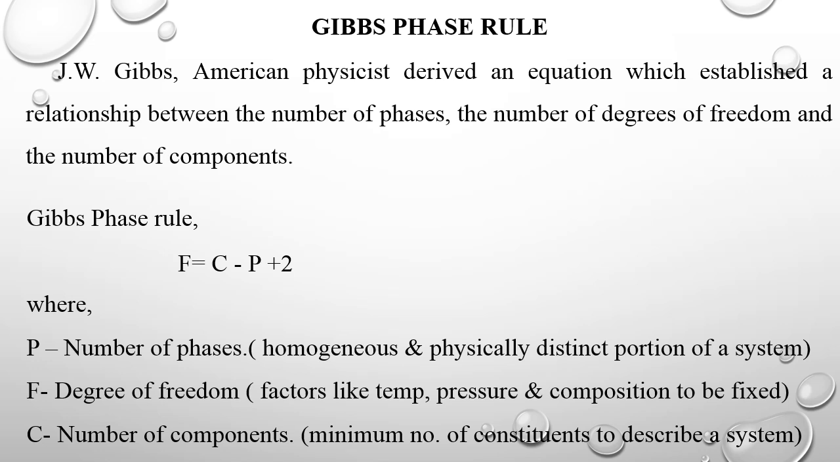J.W. Gibbs, an American physicist, derived the equation that establishes the relationship between the number of phases, the number of degrees of freedom, and the number of components. That is known as the Gibbs phase rule: F equals C minus P plus 2, where P means the number of phases, F means the degrees of freedom, and C means the number of components.